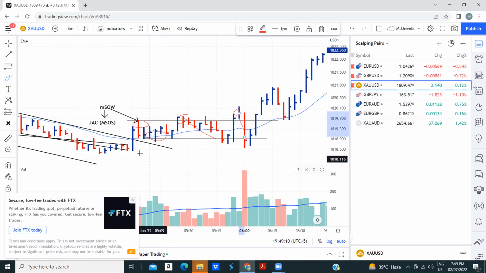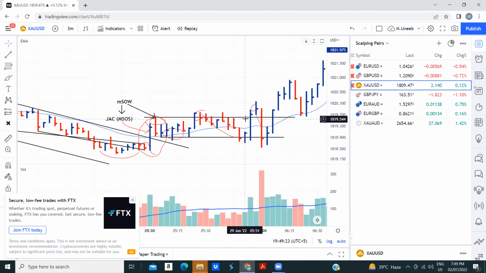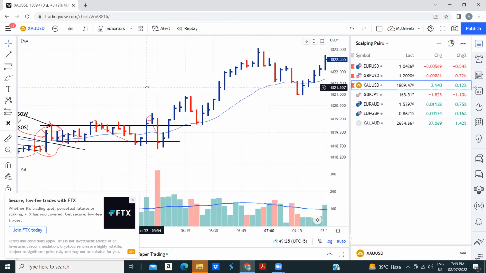Why? Because we have a spring. We have a major sign of strength in the background, which is jump across the creek. We have shortening of the thrust in the background. Make sense? So this process is redistribution. Sorry, reaccumulation.